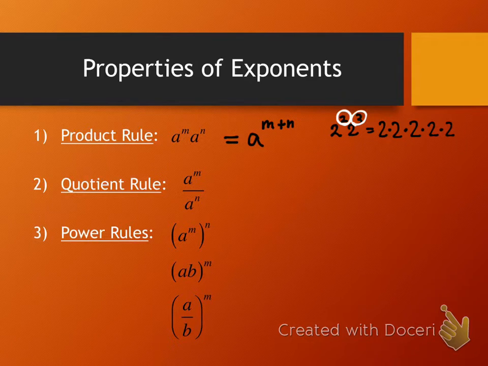So if, when we're multiplying them here in the product rule, we end up adding the exponents, what do you suppose happens when we divide them? Yeah, we subtract. So on this one, we end up with a to the m minus n.